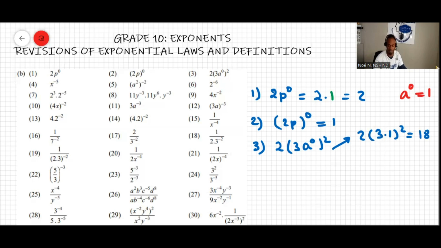Or we can also say, we move in the power of 2, so it's going to be like 3 squared multiplied by a to the power of 0, and then this is still equal to 18 because 3 squared will be 9, and then a to the power of 0 will be 1. 9 times 1 is 9, 2 times 9 is 18.